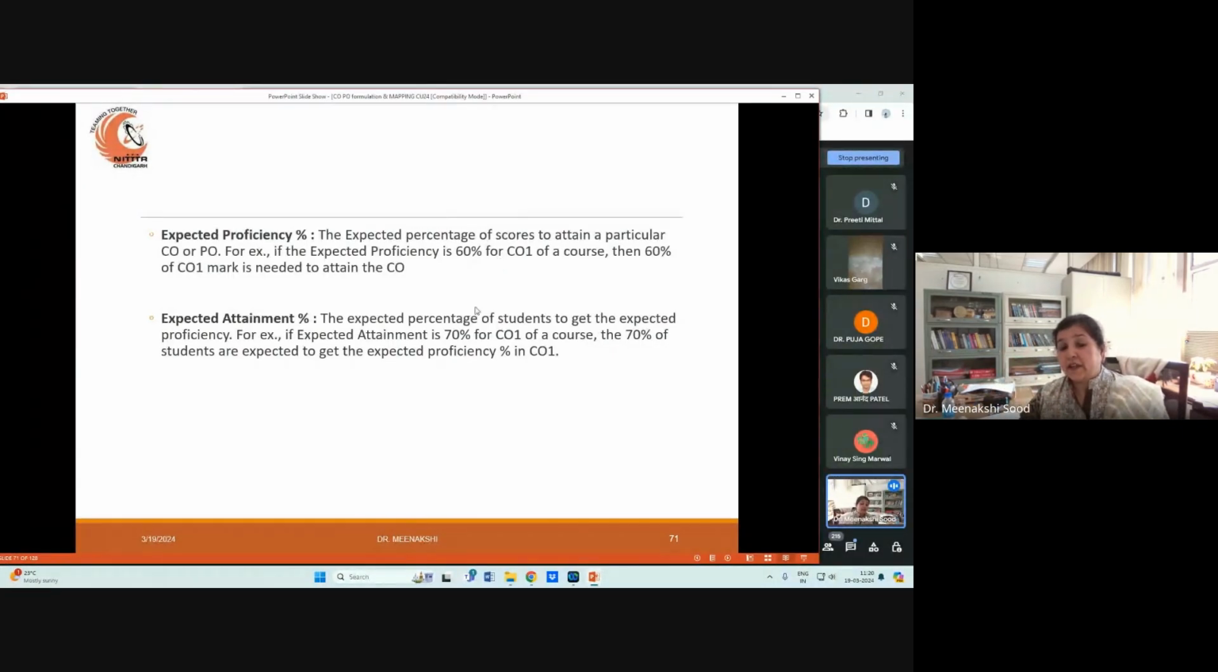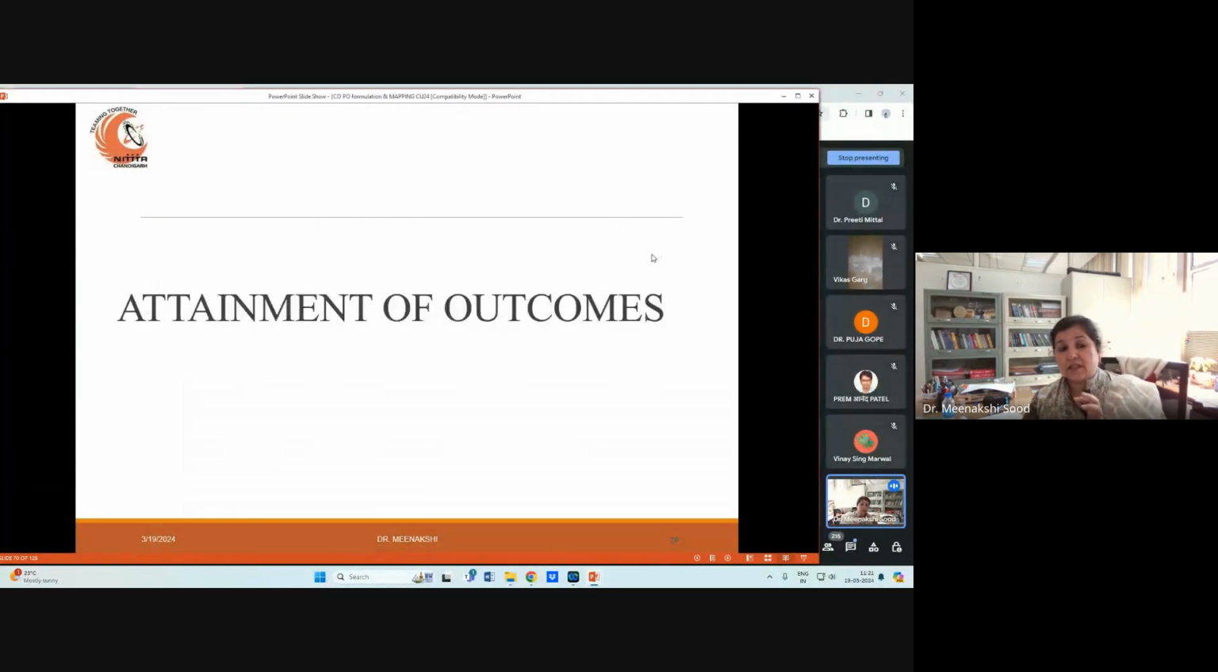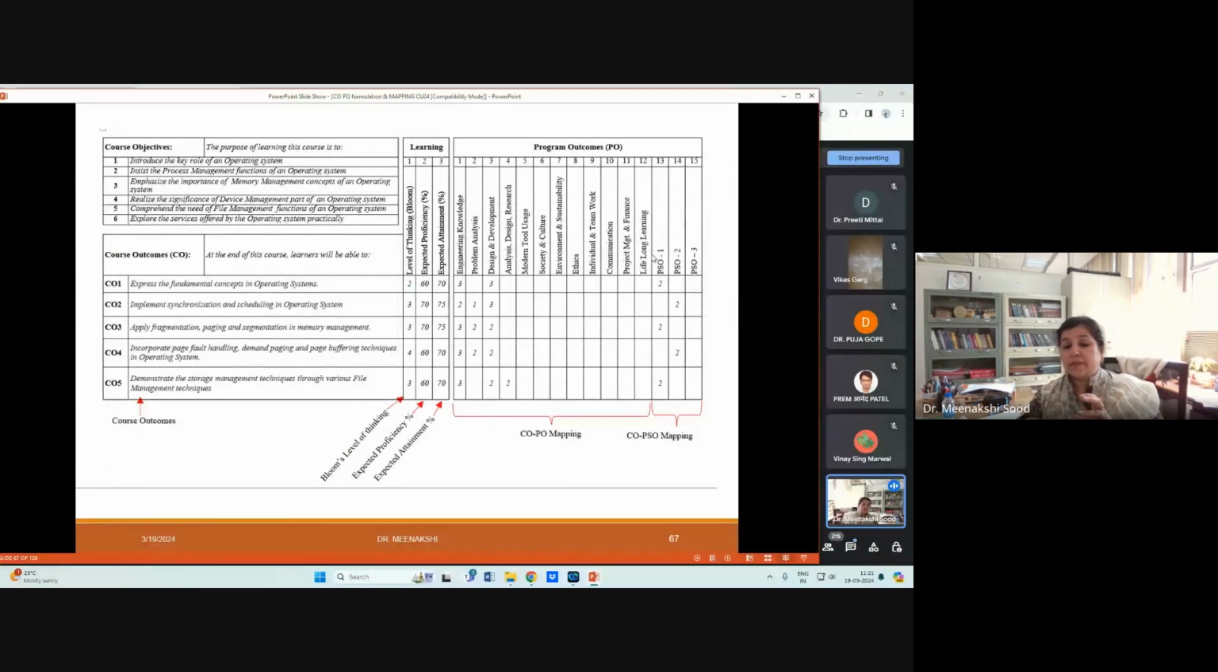And if 70% of the students are getting 70% of the marks, then say the level of attainment is 3. And if 70% of the students are getting 50% or less, then the level is 1. So for both levels, whether proficiency or attainment, there is no thumb rule, but whatever you write, how you define it, how you have come to that point, has to be properly justified by the head of the department or by the institute, right?